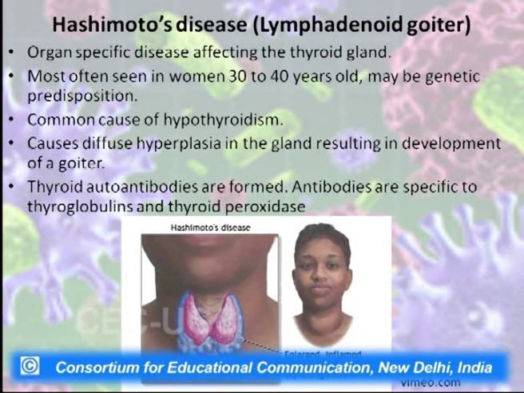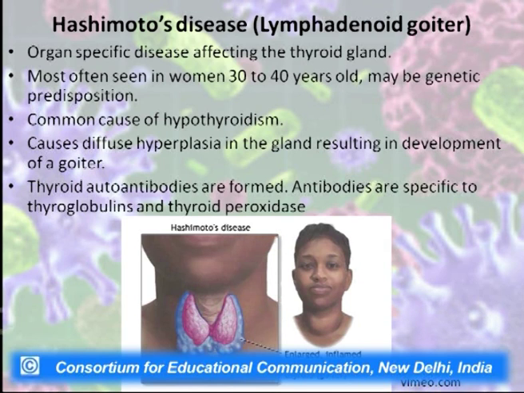Now, here as you can see further, Hashimoto disease, which is also called lymphadenoid goiter, is an organ specific disease and it is most commonly seen in women of age 30 to 40 years old. Sometimes it may be because of genetic predisposition; latest it has been found it can be because of the way they are leading their life, it can be a lifestyle related disease also. However, we say that most of the time Hashimoto is because of genetic predisposition. It is the commonest cause of hypothyroidism.